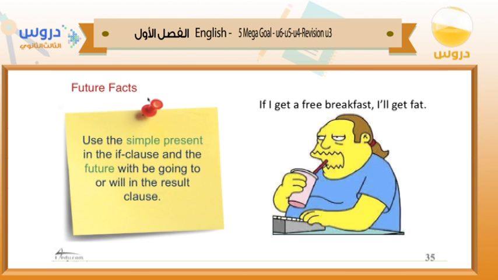Number 2, future facts. If I get free breakfast, I'll get fat. The result here, getting fat, will happen in the future, and it's a fact. So the fact here will happen in the future. In this case, we have to use the simple present in the if clause, if I get, or the cause clause, and the future, will or be going to, in the result clause. This is the result clause. We have to use the future will or be going to. I'll get fat or I'm going to get fat, if you are sure.